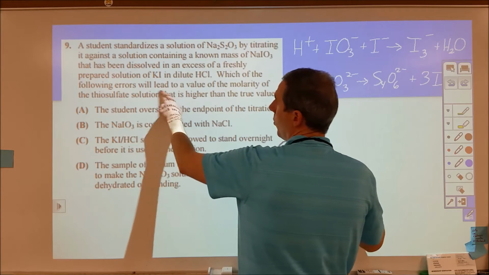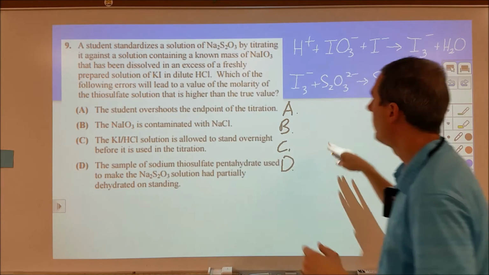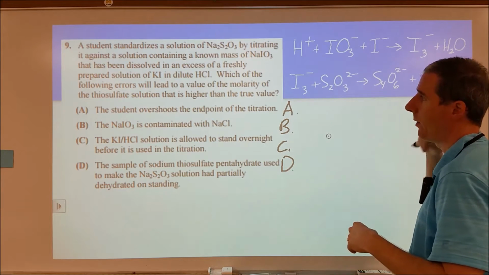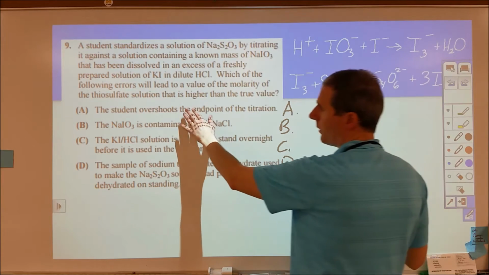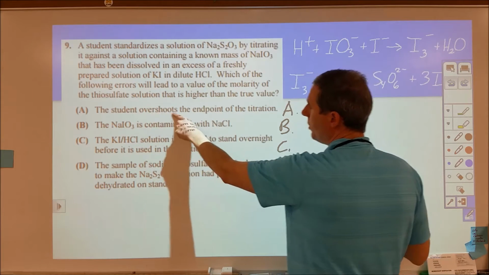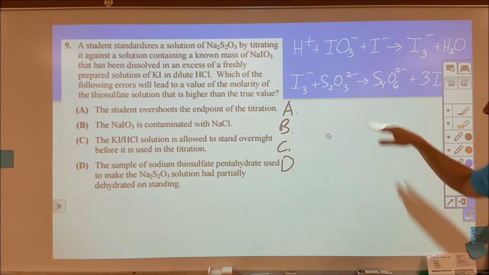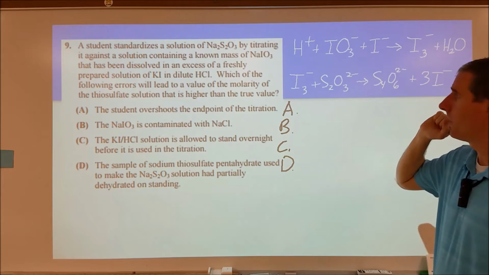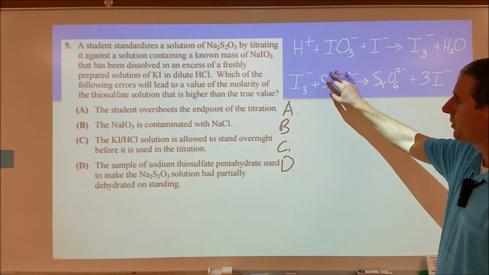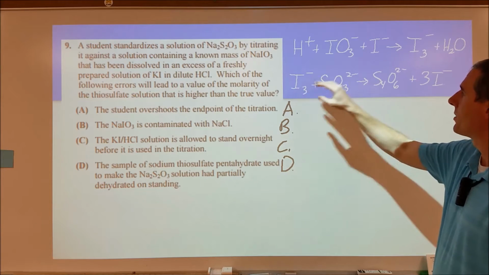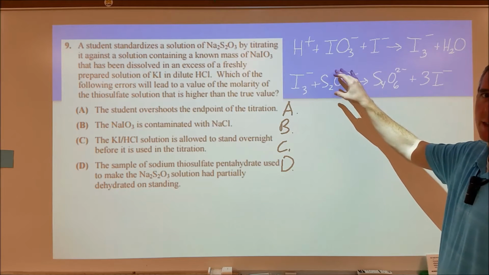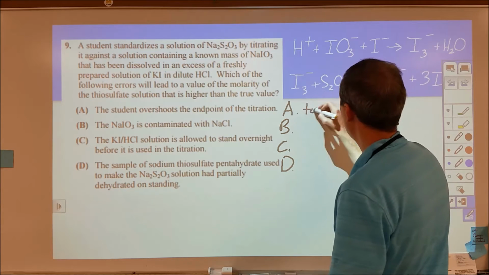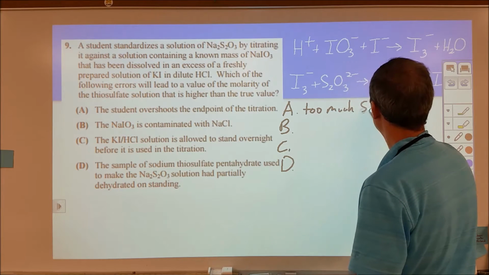And they want to know which of the following mistakes will lead to a value of the thiosulfate being checked against this that is higher than the true value. So if we look at the four different situations here, in part A, the student overshoots the endpoint of the titration, meaning that they add more of this than they should have before realizing they've reached the endpoint. Okay? So they've added too much of this, and they know the amount of this. So what's going to happen there is they're going to think that this solution is more dilute by virtue of the fact that they've added too much thiosulfate.